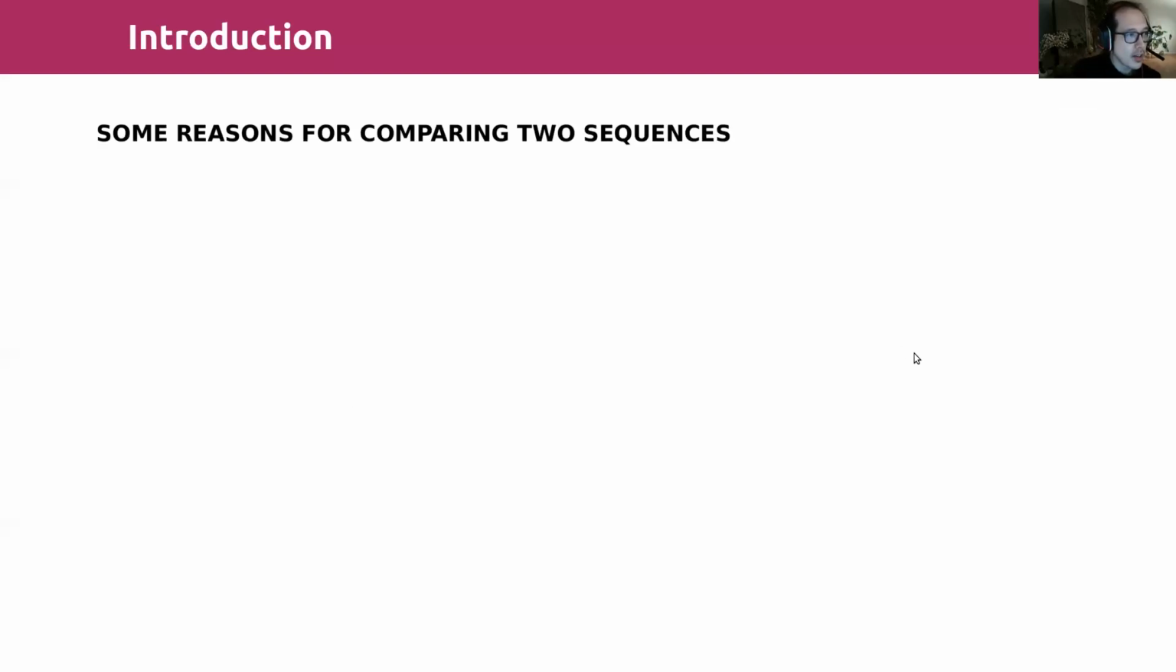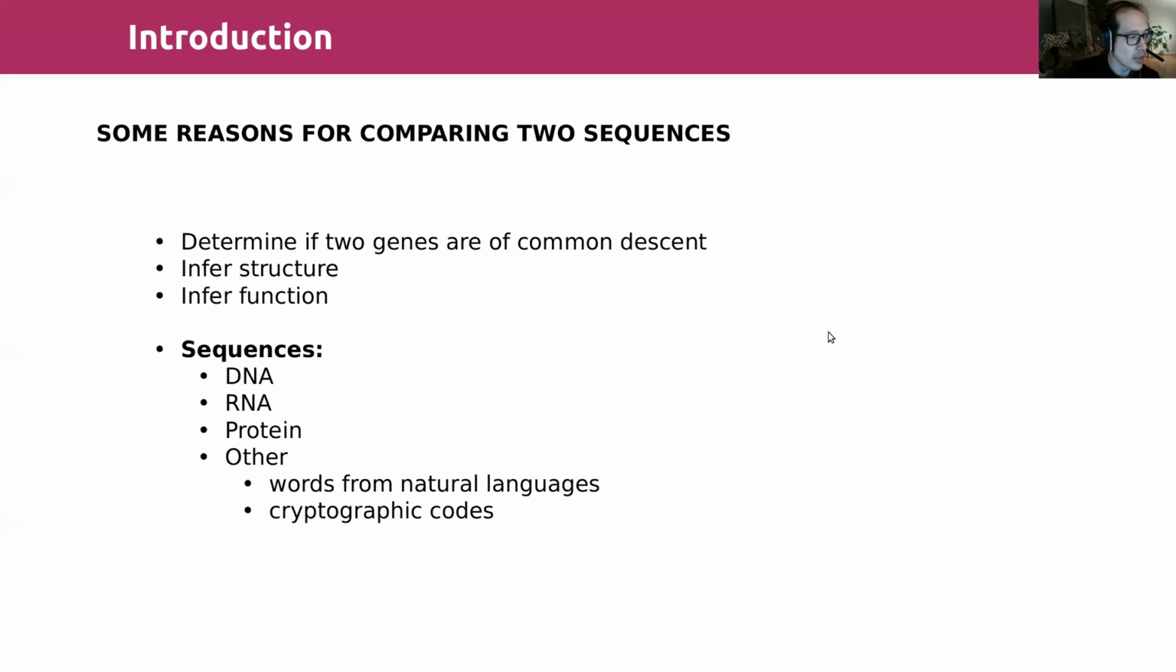So we're going to talk about comparing two sequences, and some reasons for why you might want to do this. So one example is if you want to determine if two genes are of common descent, you might be comparing two sequences. Another possibility is inferring structure. So a lot of structural biology is determining the structure not just based on imaging data or crystal structures, but based on the sequence itself. And because of the relationship between structure and function, this means we can also get information about function from the sequences.